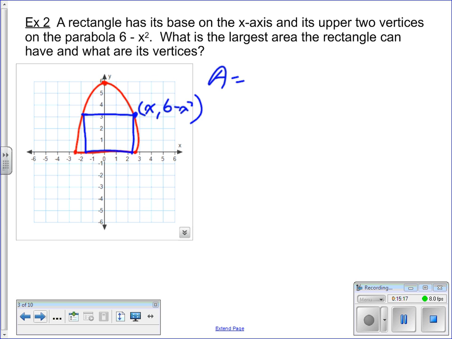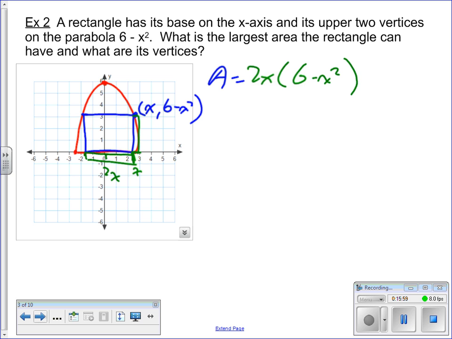Now, this length here is one of the dimensions of my rectangle. And I know it's not perfectly symmetrical, get over it. It would be what? 2x. Because from 0 to here is x, so this whole length would be 2x. So I get 2x. That's my length. What's my height? 6 minus x squared. This distance here is my y, the corresponding y that goes with that x value. 6 minus x squared.